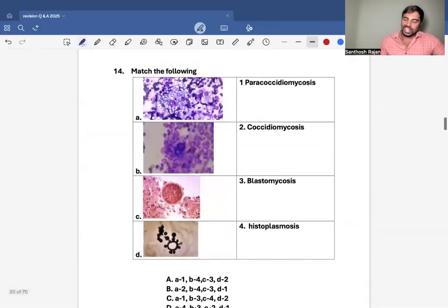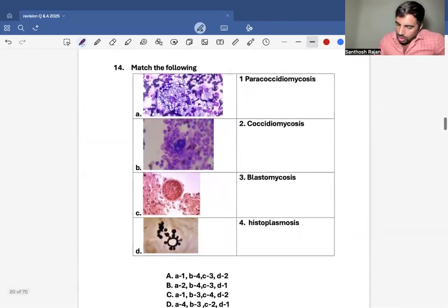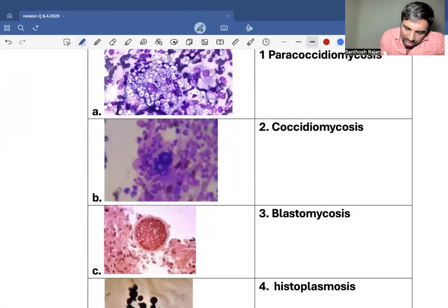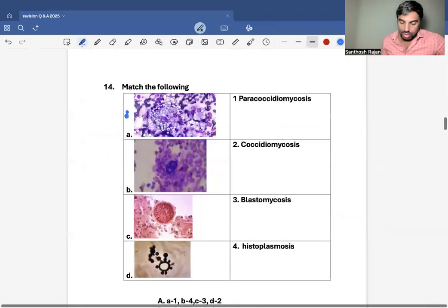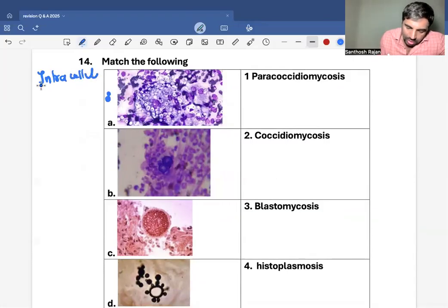Next one, another again. All these pictures I've drawn because definitely you're going to have one or two questions from this one. So look at this one. In this picture, I'm seeing very tiny budding yeast cells. Tiny intracellular budding yeast cells. I'm going to write here intracellular. This is narrow. You see the budding is narrow. Narrow budding intracellular yeast cells, I'm seeing.